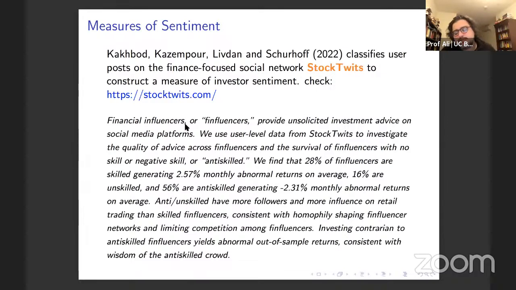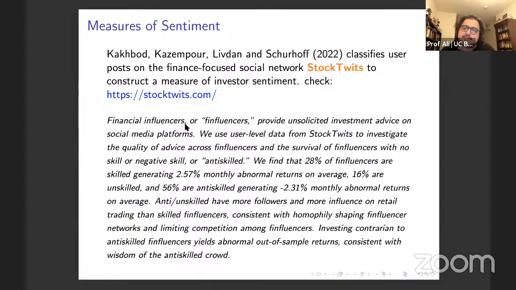It makes sense because it's difficult to predict, but there could be more than that. It could be pump and dump going on, or several other things. One observation we have is that almost 60% are anti-skilled, 20% skilled, and 20% unskilled. But the more interesting thing is that these anti-skilled users have more followers than the skilled ones, which is very interesting.